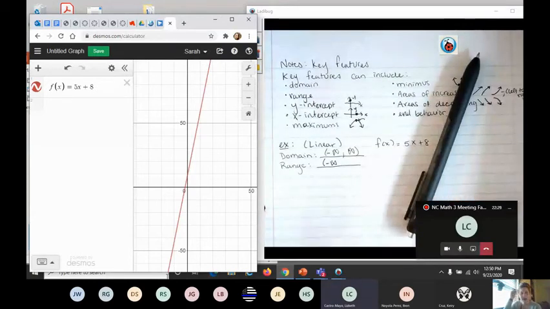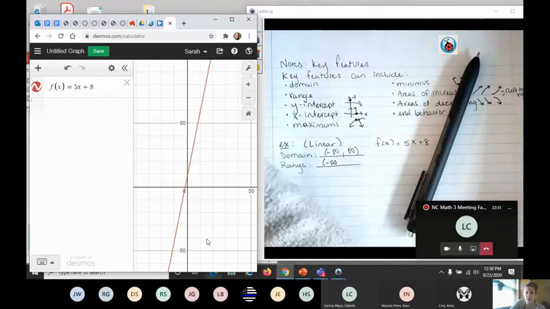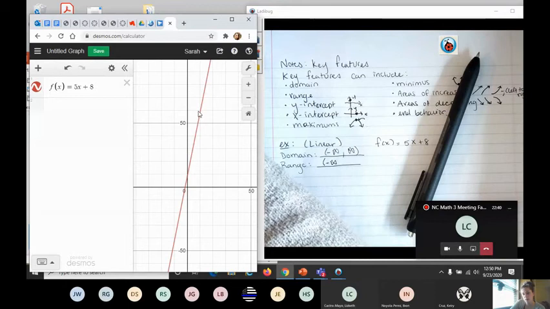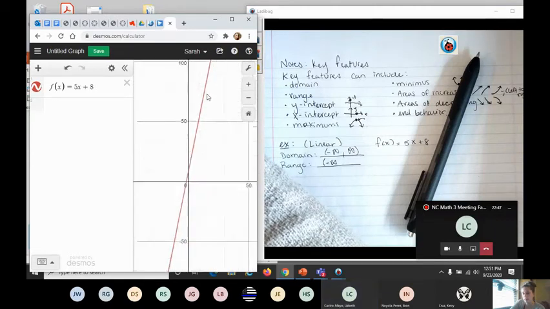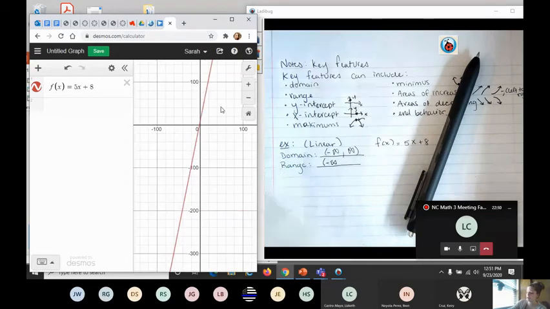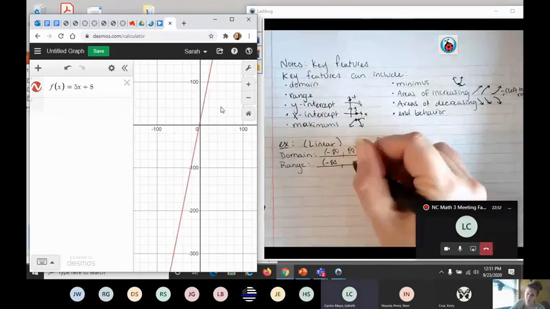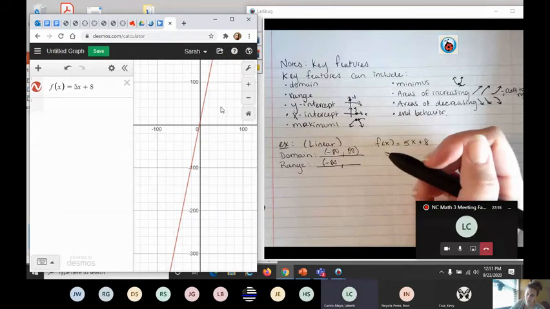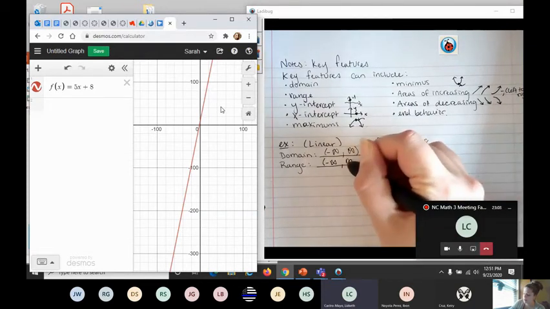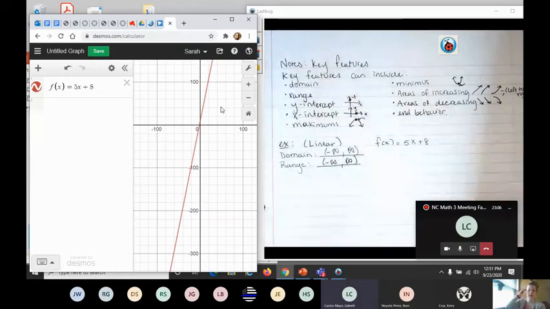Okay. Now if we look at how far up this function is going, how far up is it going? Does it ever stop going up? No. So what value should I put here? Infinity. Can I say infinity? Yeah, very good, Lisbeth. Infinity. Thank you. Good job.